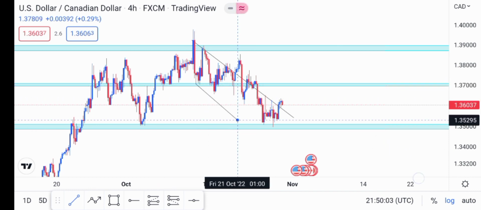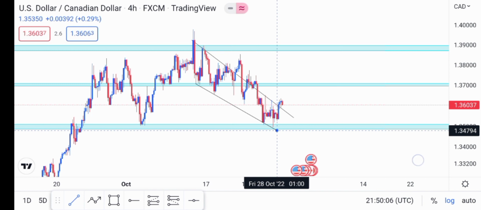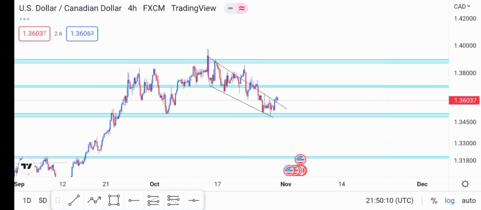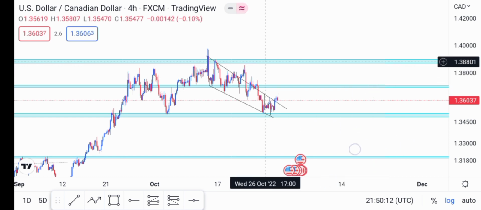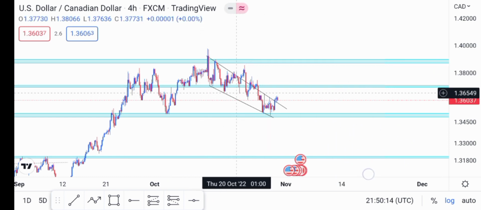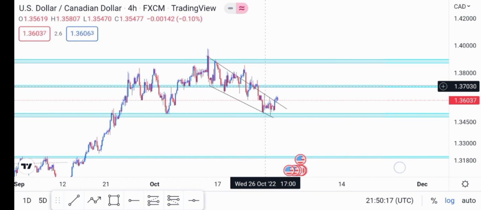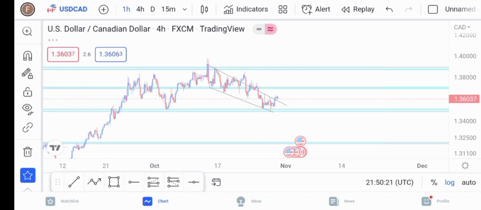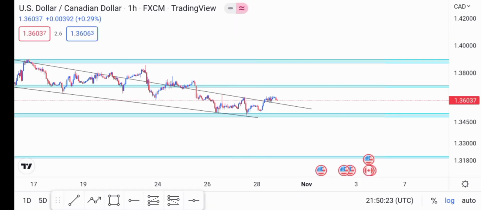Starting from this point right over here, we can see that the market has been falling. If you look closely, the market has been playing around this area here, breaking out and coming back into this level right over here. So let us move to the 1-hour time frame actually to have the clearest view.